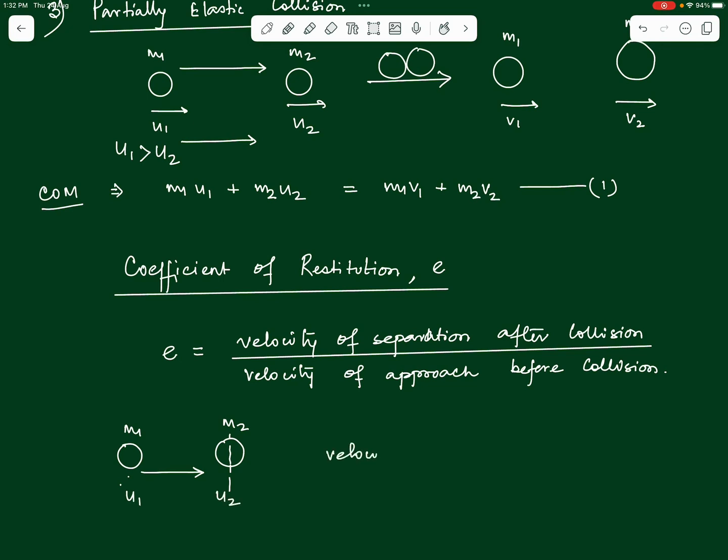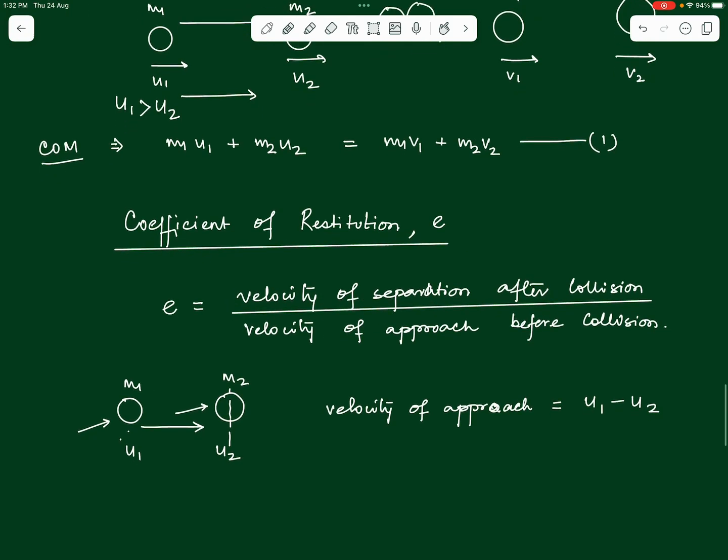So we say that the velocity of approach before collision, of course, because it is before collision that the two bodies are approaching each other, comes out to be nothing but the relative velocity with which m1 is coming closer to m2, which in this case will be u1 minus u2. We can also call it the relative velocity of m1 with respect to m2.